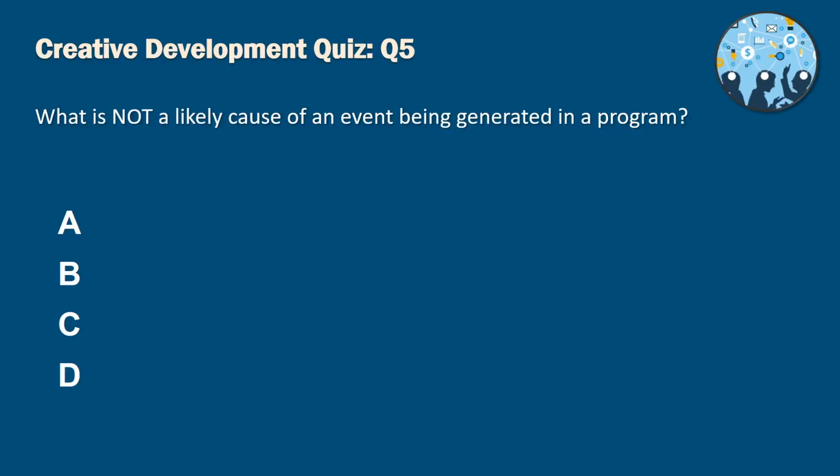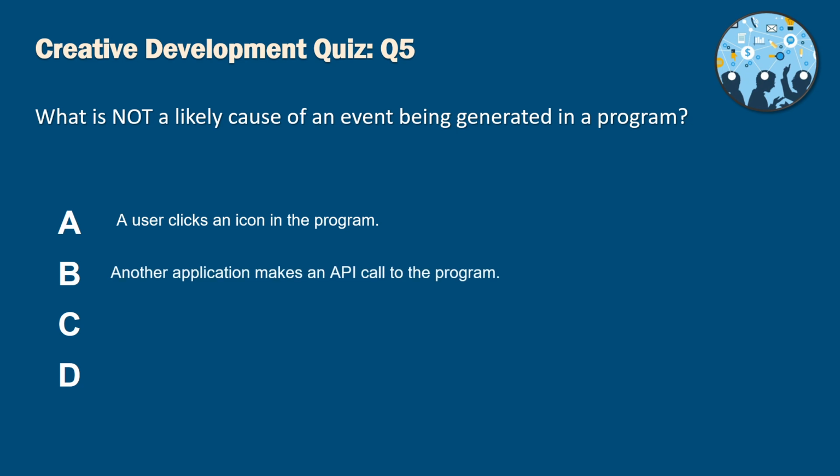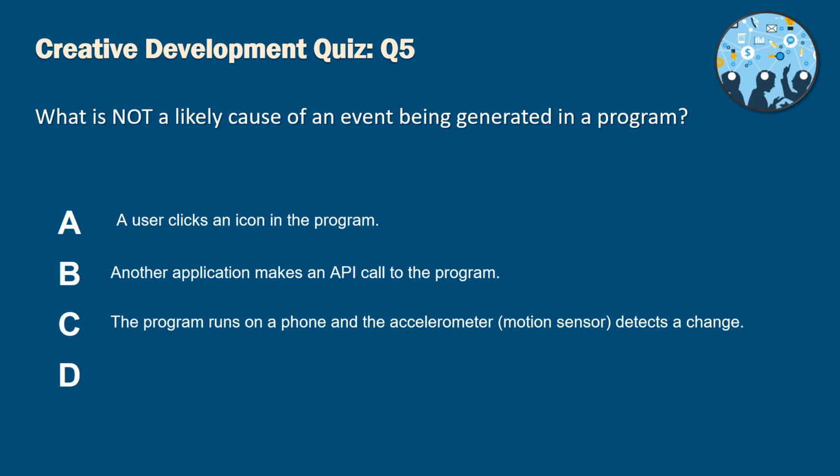All right, what is not a likely cause of an event being generated in a program? A, user clicks an icon. B, another application makes an API call to the program. C, program runs on a phone and the accelerometer detects a change. D, the program displays a message to the user on the screen. What's not a likely cause of an event?